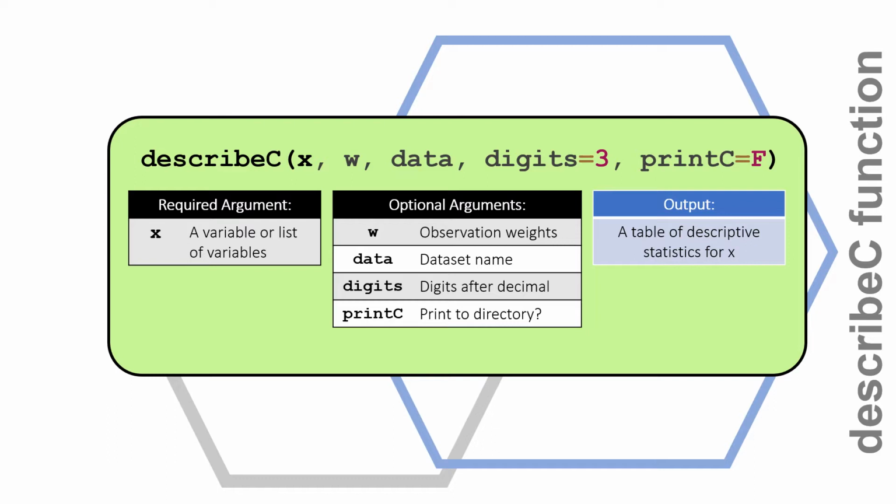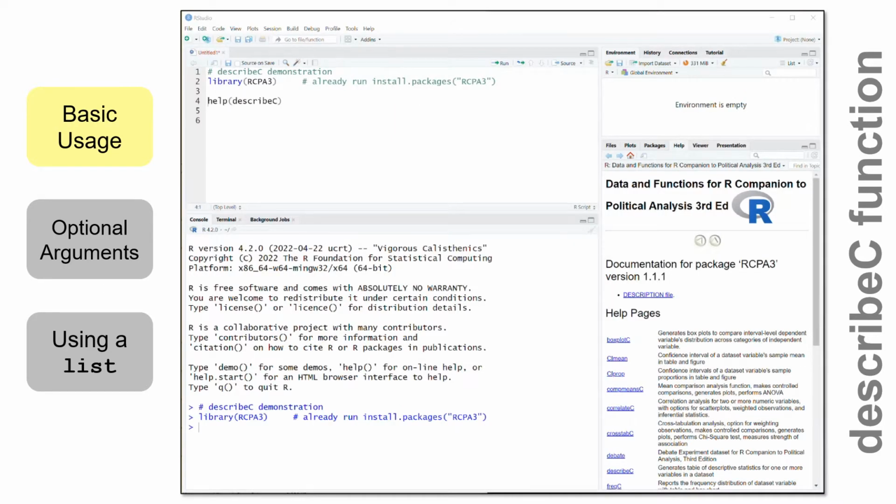You have options to specify observation weights, the dataset name, the number of digits you want to see after decimal points, and whether you want to print the table of descriptive statistics to an HTML file in your working directory. To see how it's done, let's work through some examples. Let's start with the very basic use of the describeC function for descriptive statistics.